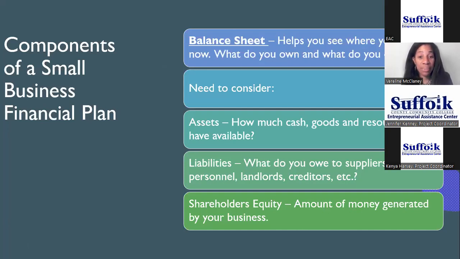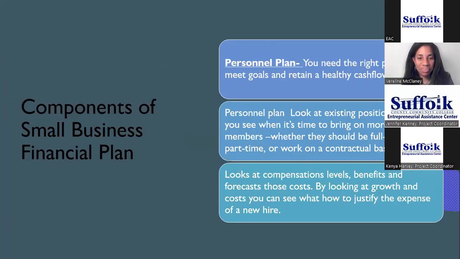Next, we have our liabilities. What do we owe our suppliers, our personnel, our landlords, or even our creditors? Our shareholders' equity will tell us just how much we actually own within the business. And then lastly, our personnel plan.